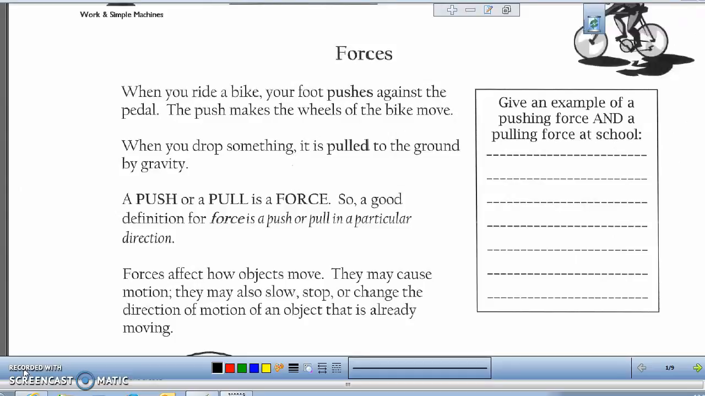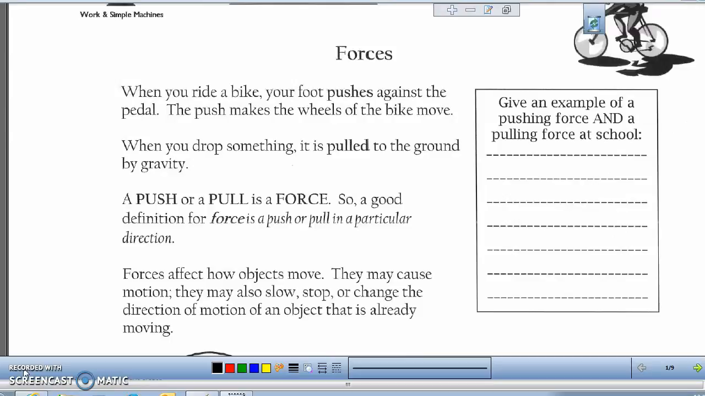Forces affect how objects move. They may cause motion. They may also slow, stop, or change the direction of motion of an object that is already moving. So I want you to take a second and pause this video and answer the question on the right-hand side. It says, give an example of a pushing force and a pulling force at school. So for example, not at school, one pushing force is riding a bicycle. One pulling force is when you drop something. It is pulled to the ground by gravity.